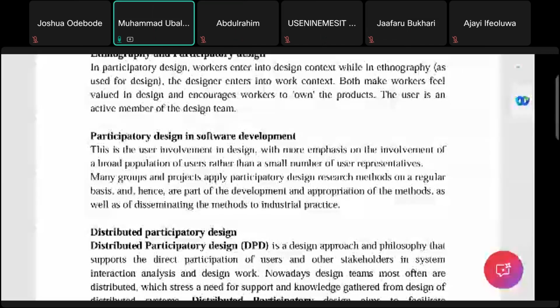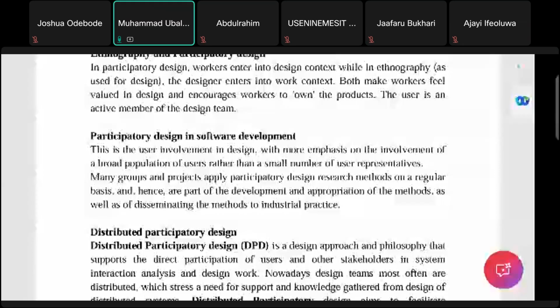Now, another thing with participatory design in software development is that it focuses on a broad range of users, not just representatives. So it's not that we are bringing users who have influence or users who are part of the executive or governing body of the system or of the company. We are actually randomly choosing people who really matter in the system development phase.